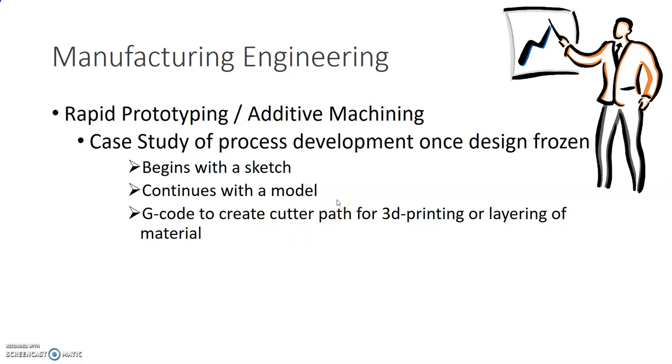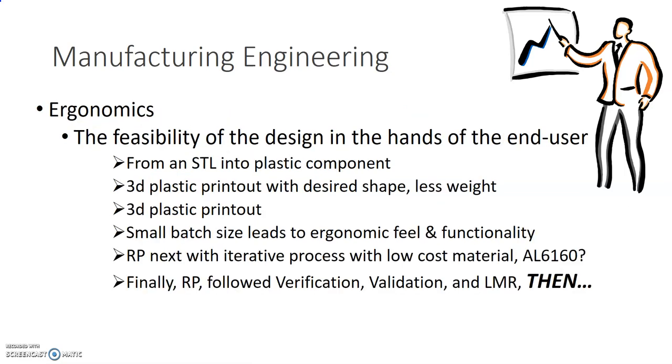Finally, we have rapid prototyping and additive machining. Case study of process development once the design is frozen. It begins with a sketch, it continues with the model, and it then leads to machine code to generate cutter path for either 3D printing or machining of materials. And then lastly, ergonomics, the feasibility of the design in the hands of the end user. This is important to understand from our vantage point because, again, we're going to be involved with a lot of 3D machining and 3D printing here.